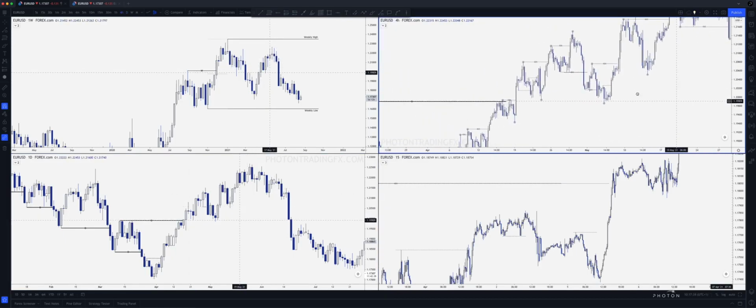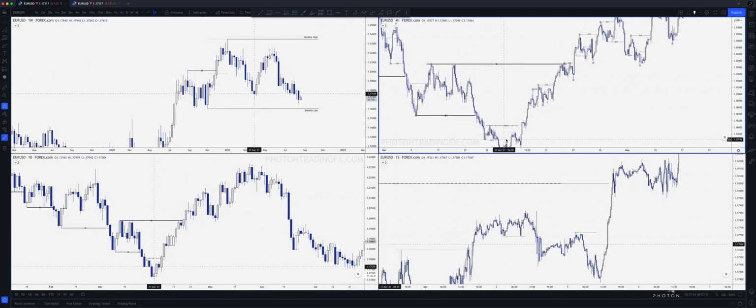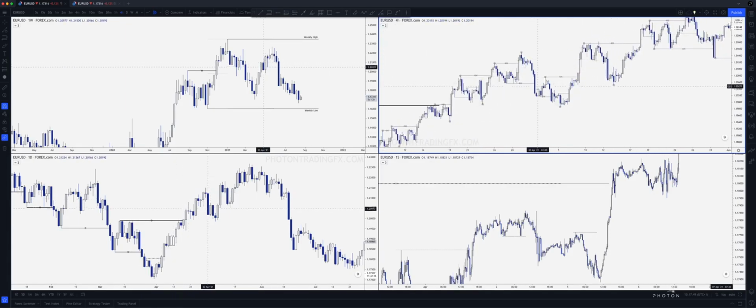If we zoom straight in over here where we have the dotted line for the daily change of character, that is where we got that 4-hour bearish trend change, right? So after we had that huge daily move, we then get that 4-hour bearish trend change.